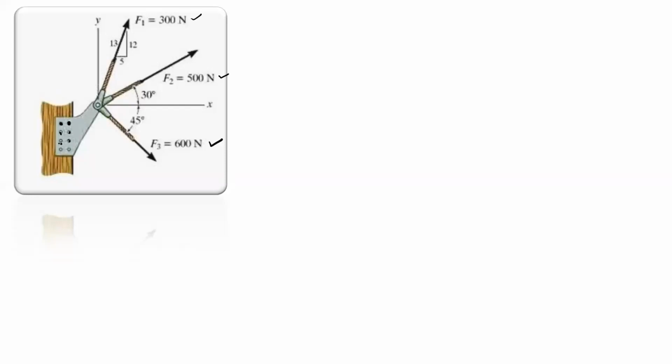So it is fixed to the wall. And this is the point where all the forces are acting. So we can take this point as O. From point O, this is the x-axis and this is the y-axis. So we have to find out the resultant, the angle of the resultant, and the quadrant, or we can say the location of the resultant.